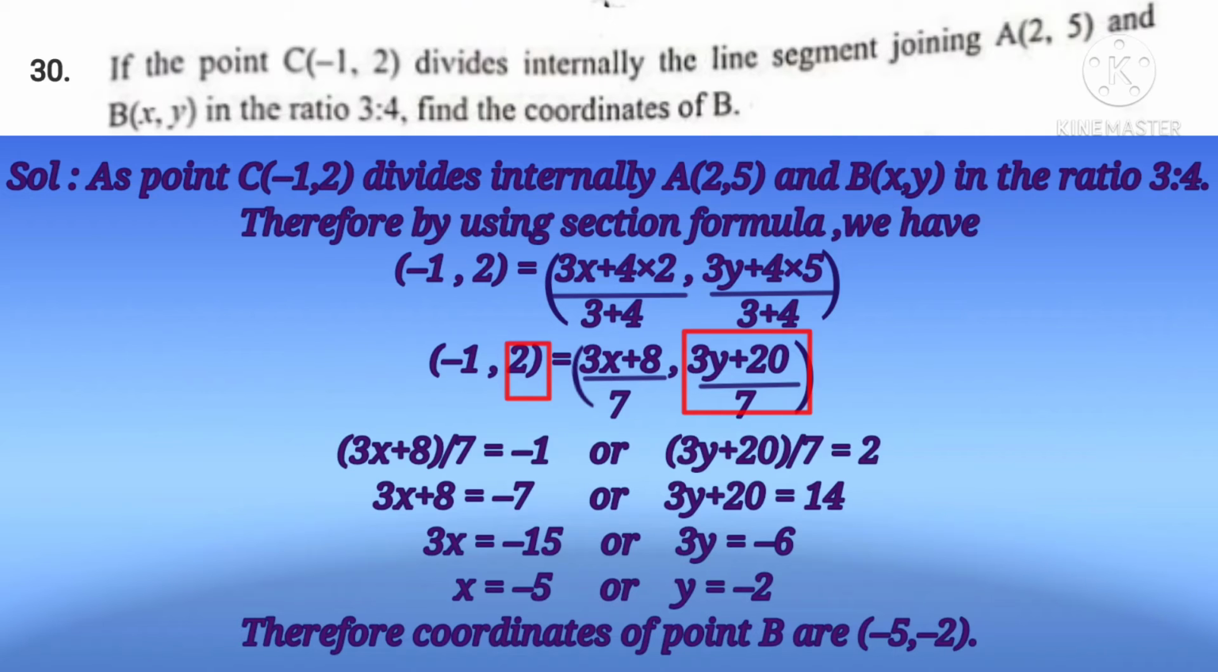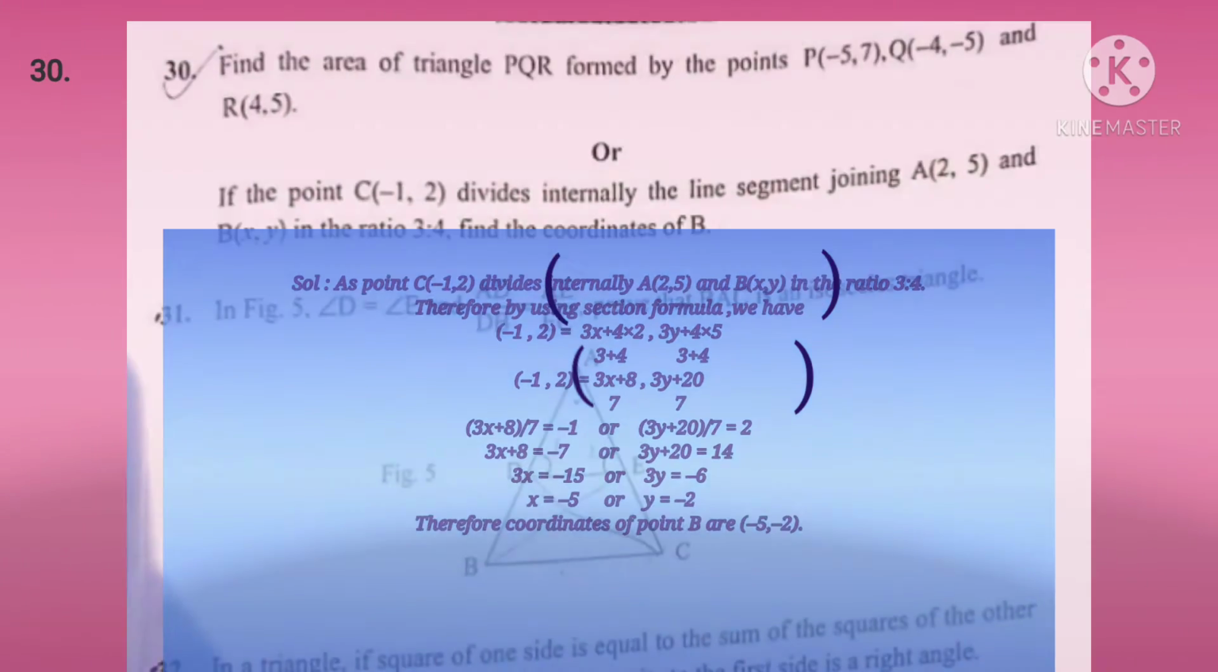We will get 3x + 8 = -7, so 3x = -15, it means x = -5. And (3y + 20)/7 = 2, so we will get 3y + 20 = 14. So 3y = -6, which implies y = -2. So therefore the coordinates of point B are (-5, -2).